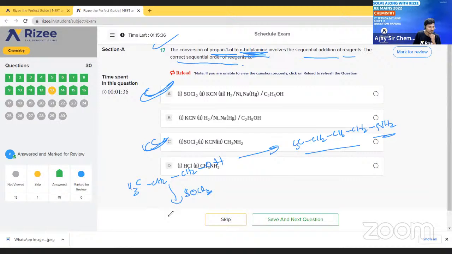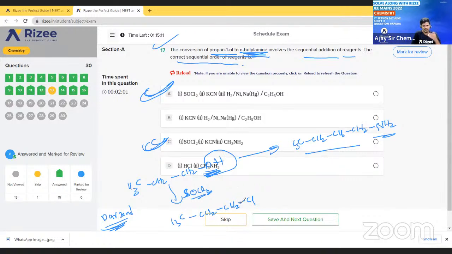Then what will we get? Tell me. This reaction is generally called Darzens reaction. Just remember Darzens reaction. When we react this alcohol with SOCl2, what will be produced? CH3, CH2, CH2 and Cl. Cl comes and attaches at the place of OH. Then KCN: here an SN2 reaction is going to happen. First SOCl2 is completed, then KCN.